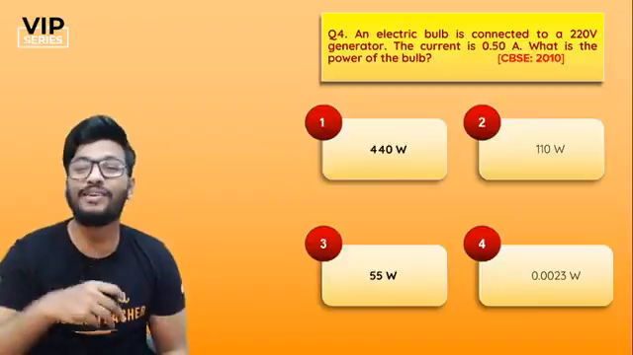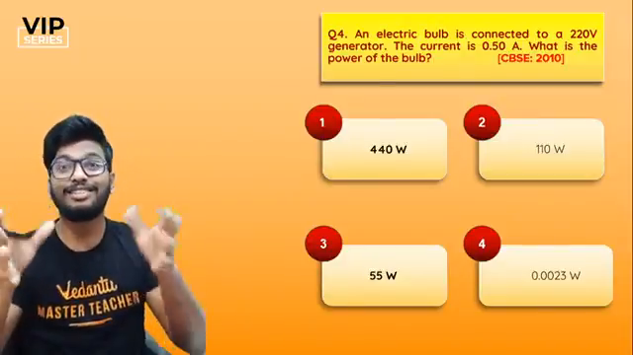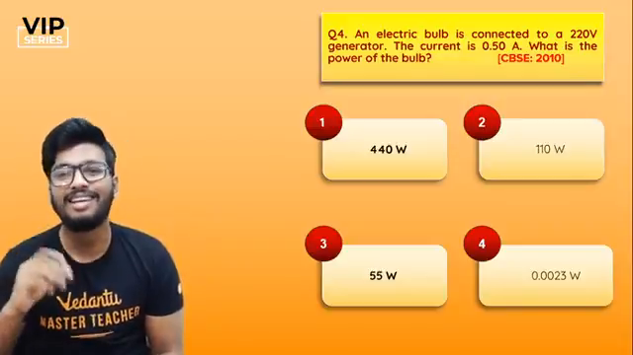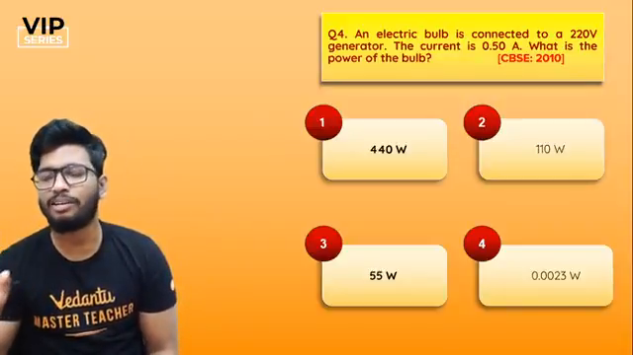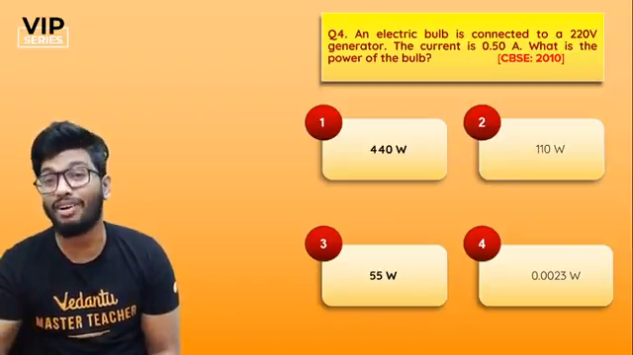All right, another question. This is from the 2010 board exams. Like I told you, it will be a mix of everything, right? The question is this: an electric bulb is connected to a 220 volt generator. The current is 0.50 amperes. What is the power of the bulb?